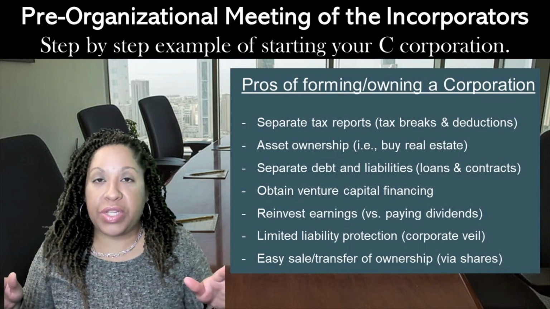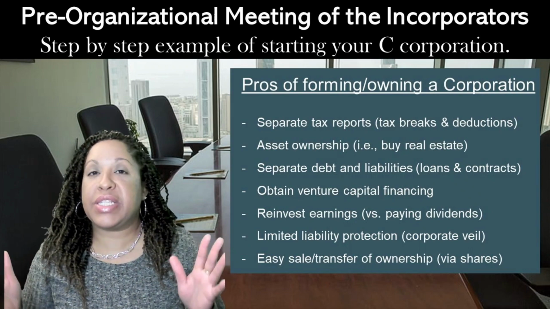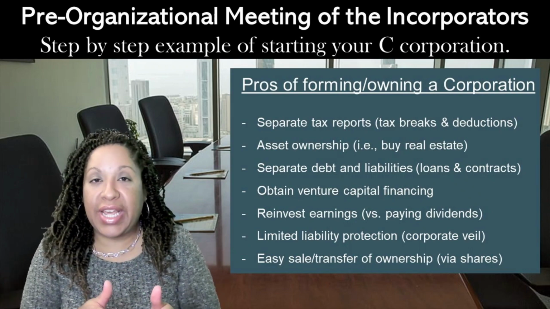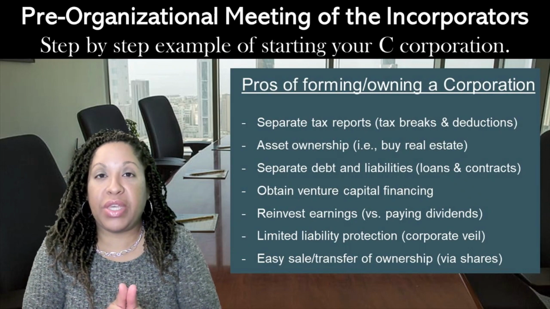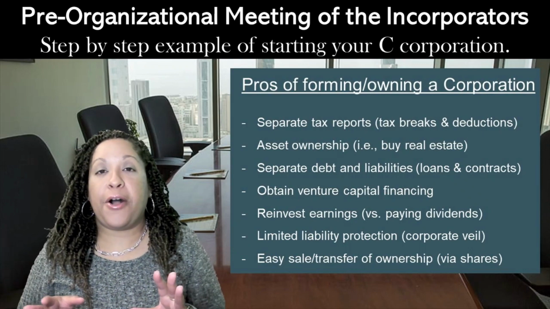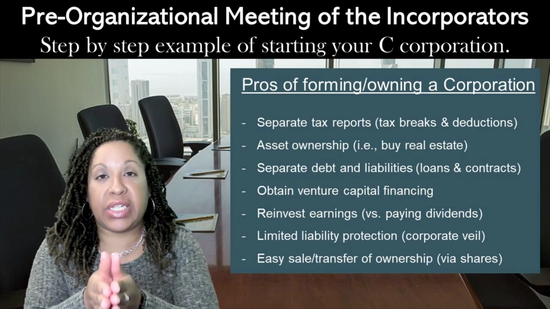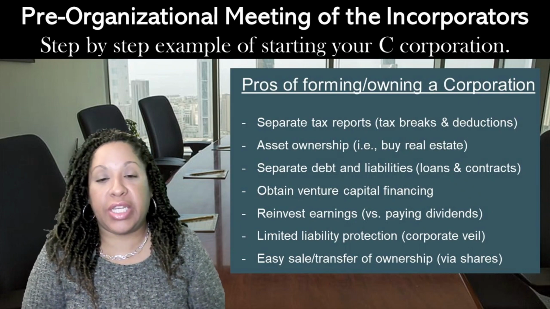And then, as I mentioned before, limited liability protection. That corporate veil is what it's called. It's another word for the limited liability protection. So basically, if you were taken to court personally for something, your business is separate from you. It is protected from any lawsuit that comes up against you personally.